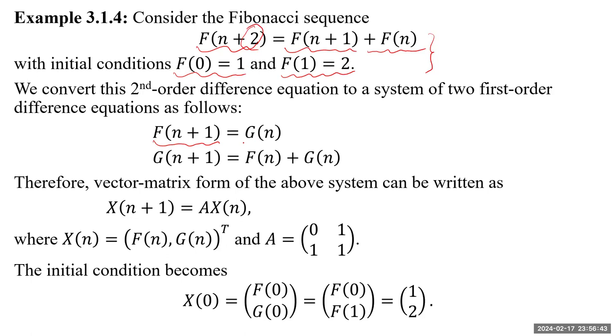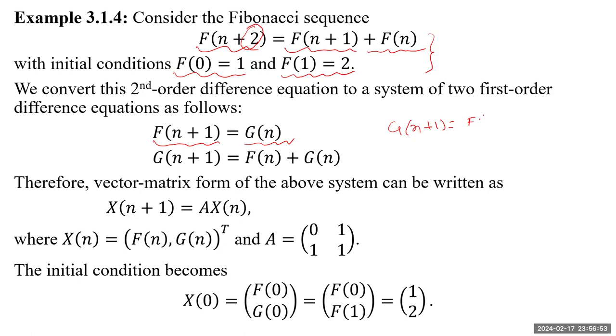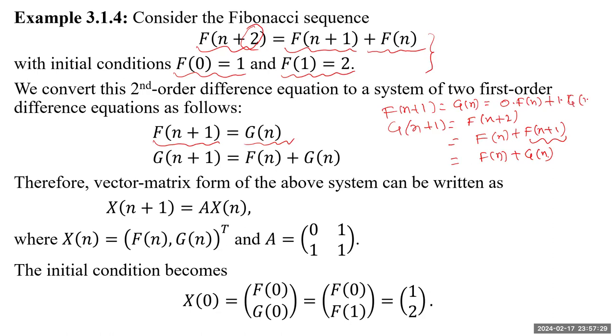And g of n plus 1 is equal to f of n plus 2. But f of n plus 2 is nothing but our equation, f of n plus f of n plus 1. But f of n plus 1 we are assuming as g of n, that is f of n plus g of n. And f of n plus 1 is equal to g of n, that is, I can write 0 times f of n plus 1 times g of n.